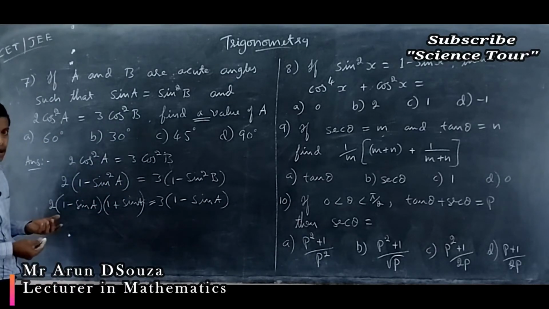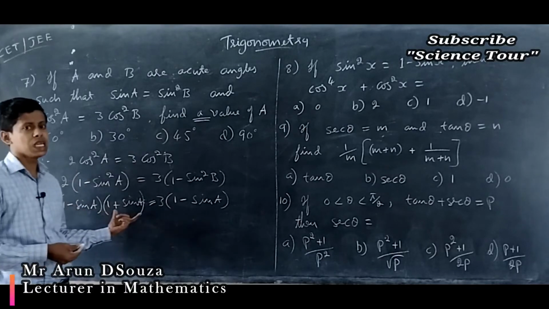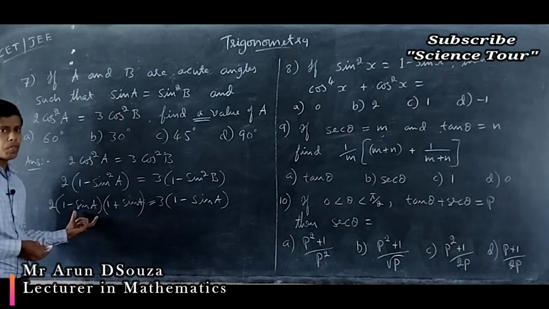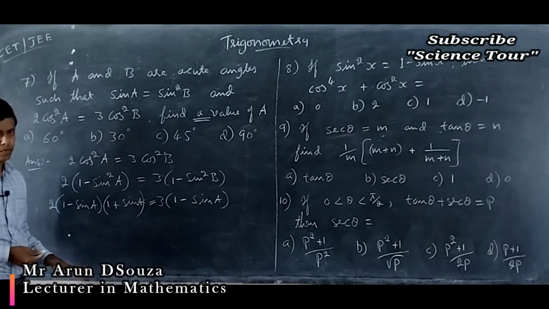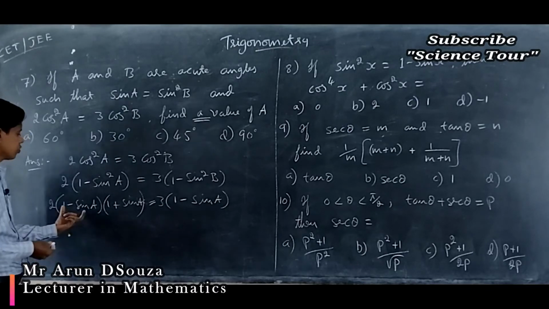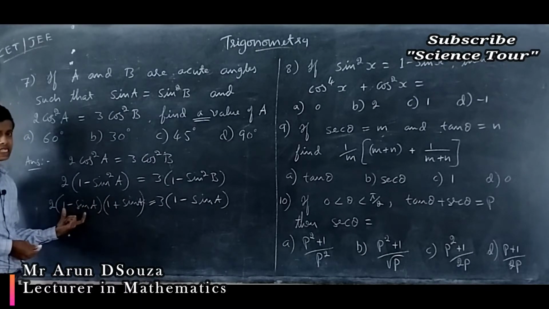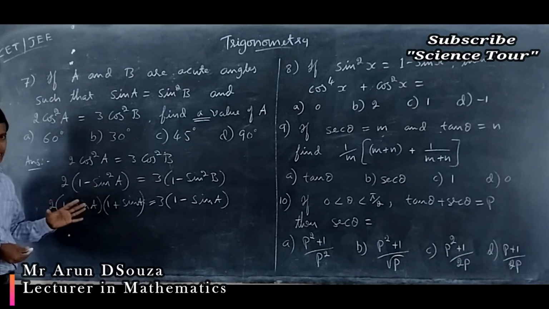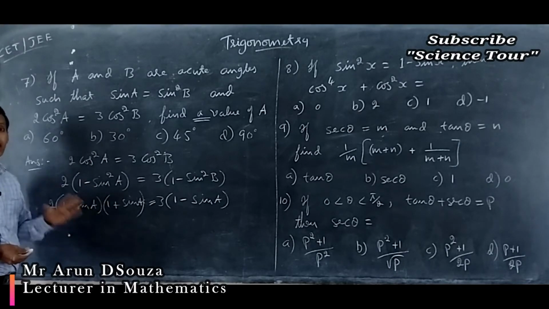Now are we allowed to divide it by 1 minus sin A? Yes, because it is not 0. If it is 0, then we cannot divide by 0 on both sides. That is meaningless, it is not defined. So first we have to make sure whether 1 minus sin A is equal to 0 or not. If it is not, then we can divide. If it is equal to 0, we cannot divide.